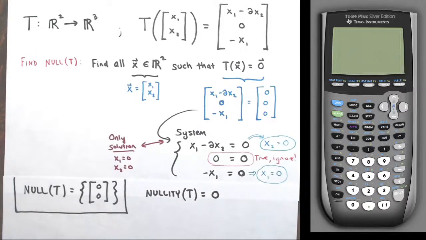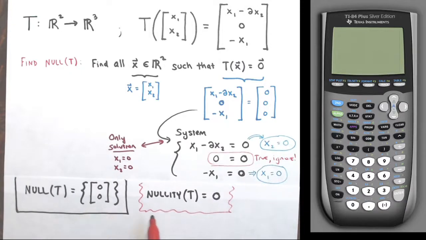I'm assuming you've seen this before, and I'm hoping you have in videos of mine if you've been following. The vector space with only the 0 vector in it has dimension 0. So therefore the nullity of T is 0. All right. Now, let me do this another way.